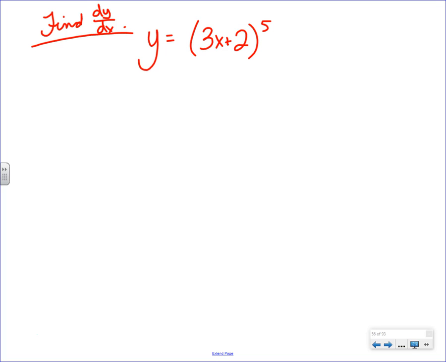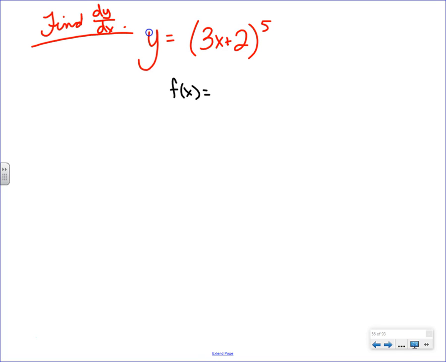What's on the board? y equals 3x plus 2. What are the objectives? Or what is the objective? Find. Guys, this is a momentous day when you learn the chain rule.